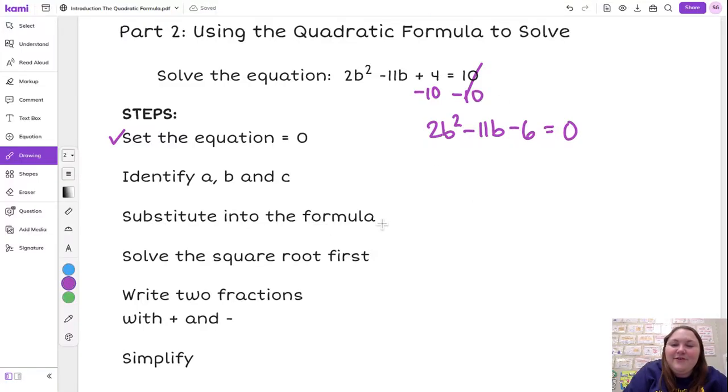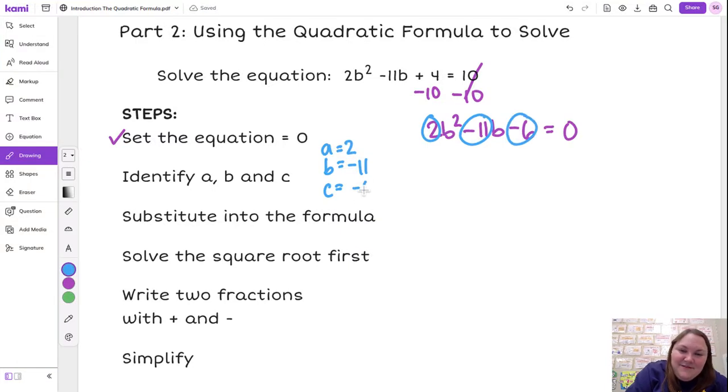Now if you tried to go through these steps and you were having a hard time factoring, then you could try the quadratic formula. The quadratic formula starts by identifying a, b, and c. I'm always a fan of writing them out. That's a good way to make sure you pay attention to the signs. A is going to be our 2 in front of b squared. B is going to be the negative 11 in front of b. And then c is the constant, the number by itself, which is negative 6.